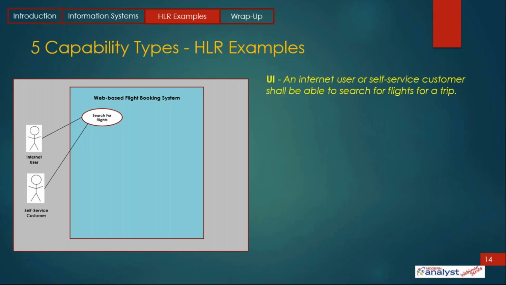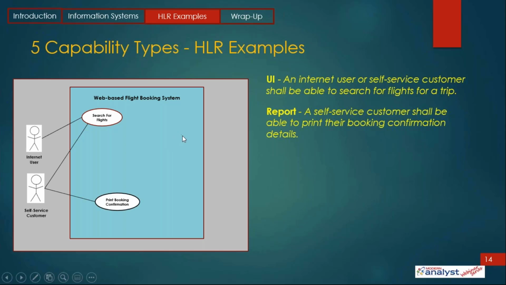Okay, so I've shown you one example, the capability type, that was a user interface, the search for flights. So here it was, we talked about it a minute ago. I'm going to show you an example of each of the other capability types, and we have them in the case study. So remember I said they wanted, after they've done their booking, they want something in hand to be able to take with them to the airport. So that's an example of a report capability.